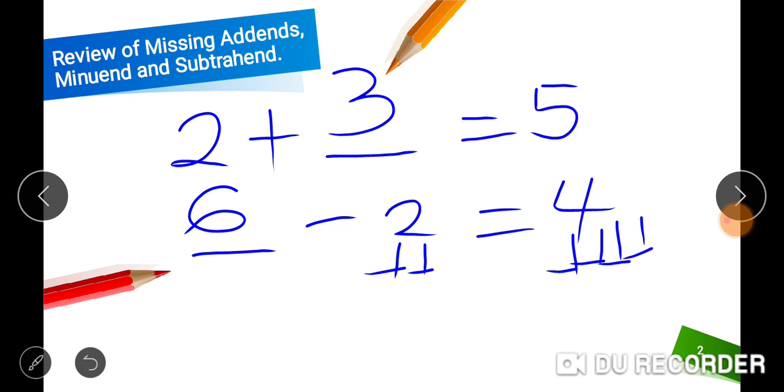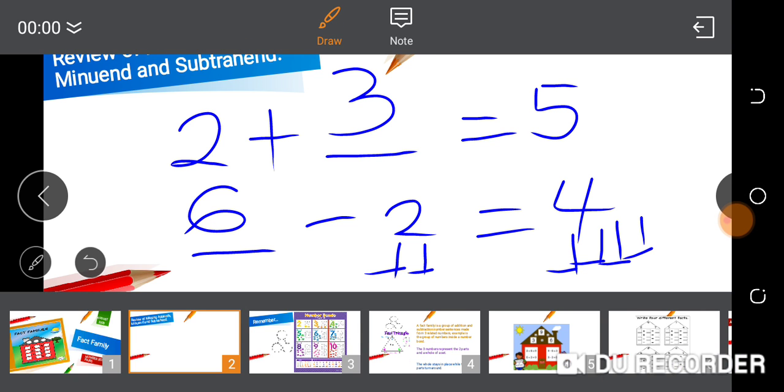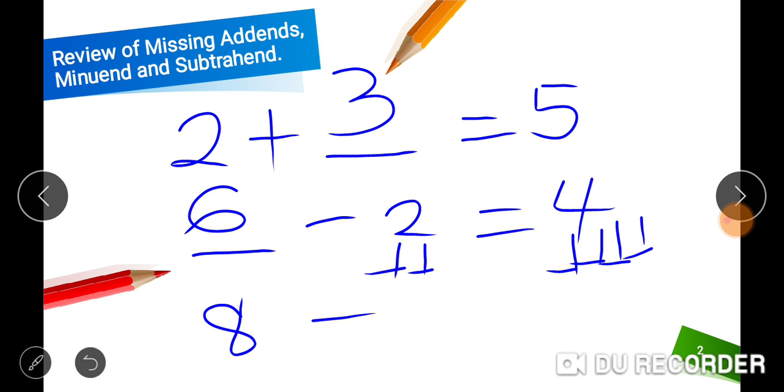Now if we have this: 8 take away dash equals 5. When you have the second number missing, the second number is the subtrahend, right? The second number is the subtrahend. Now what do we do to get the second number?